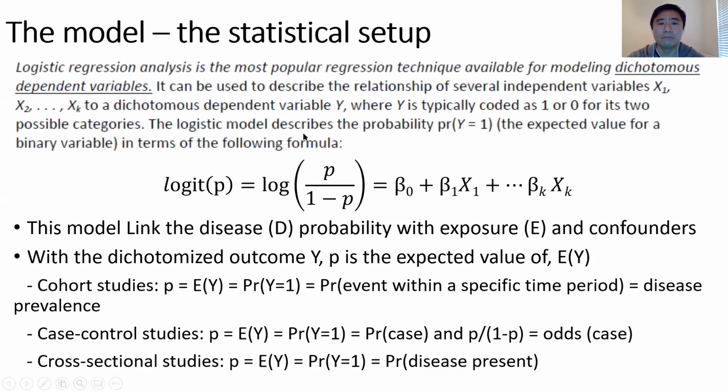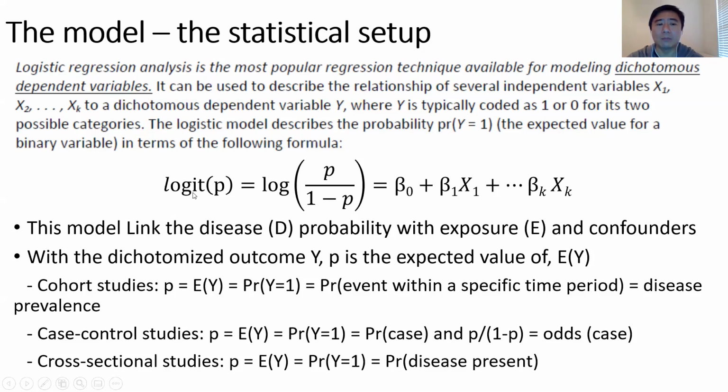The logistic regression model specifically describes the probability of your event outcome equal to 1, which is the expected value for a binary variable, in terms of this form. So here we model the logit form of the probability. P denotes the probability of y equal to 1, and y here is your outcome variable. For example, if your disease is hypertension, p will be the probability of hypertension equal to 1. In other words, this is the proportion or the percent, or in epidemiology we call it the risk of hypertension in your study cohort.